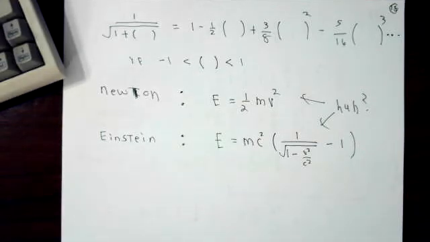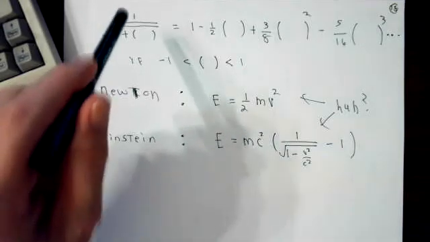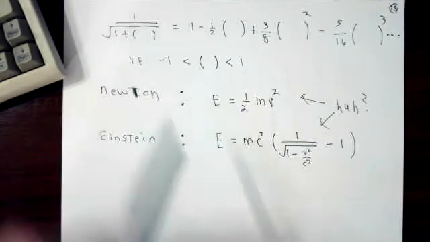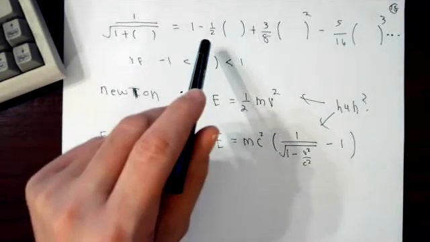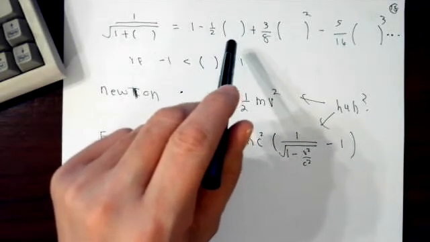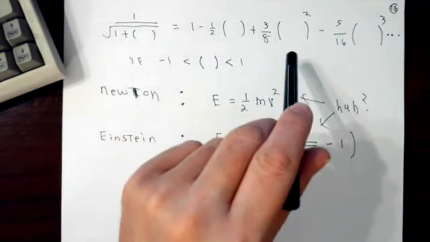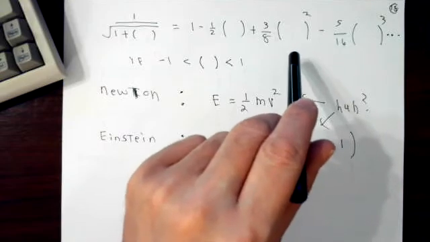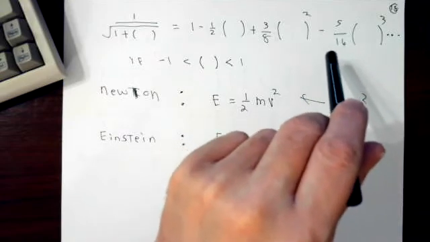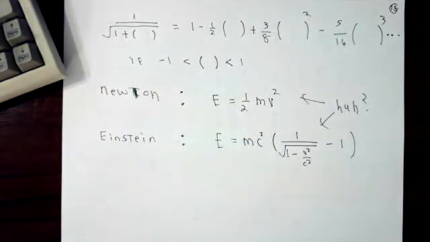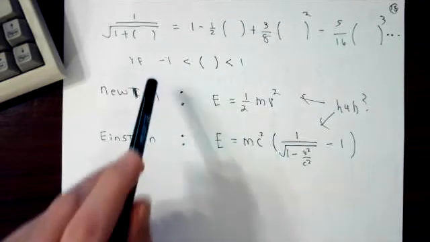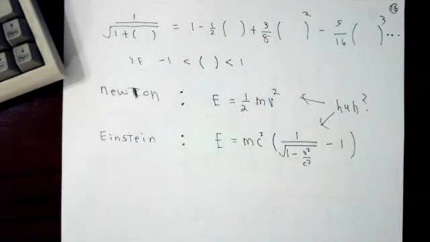I'm going to use a symbol other than x here for reasons that'll become clear in a moment. 1 over square root of 1 plus something is 1 minus 1/2 times whatever the something is, plus 3/8 times the something squared, minus 5 over 16 times the cube of the something. And this expression will be valid if the something is between -1 and +1.